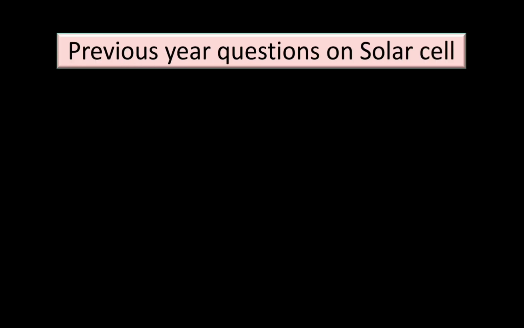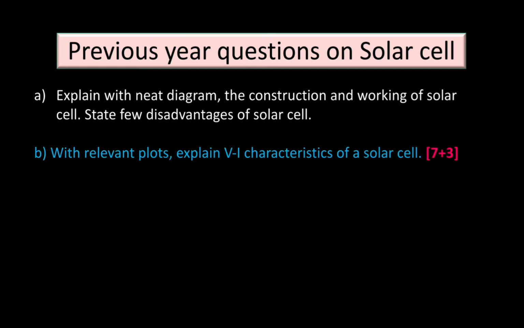Before completing today's video, let me show you some previous year questions which are asked on solar cell. So this is a question which was asked in December 2018. Explain with neat diagram the construction and working of solar cell. State few disadvantages of solar cell, which was of 7 marks. The second part was with relevant plots explain VI characteristics of a solar cell. This is for 3 marks. So this came in JNTU exam in December 2018.